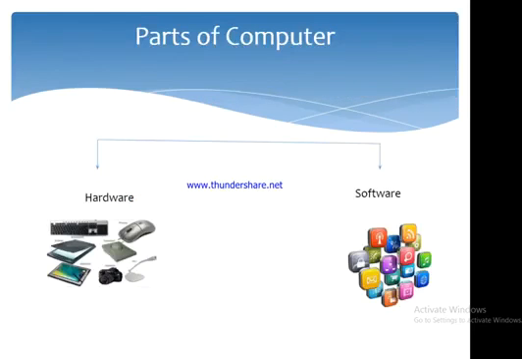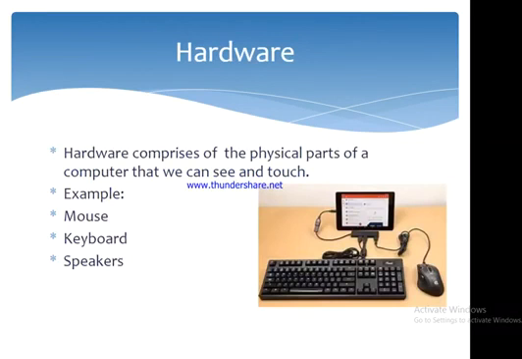Now grade 4, basically or on the nature basis, we divide computer into 2 parts, hardware and software. Today we are going to learn about hardware. Hardware comprises of the physical parts of computer that we can see and touch. Now grade 4, this is the main theme, this is the important point of the definition, that the parts that can be seen and touched are hardware.